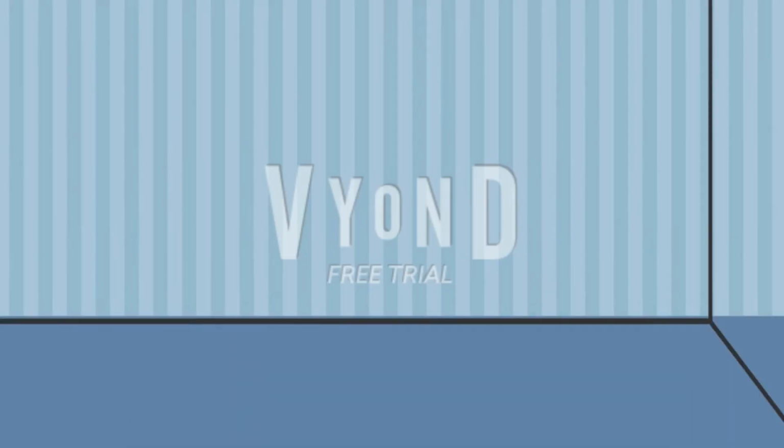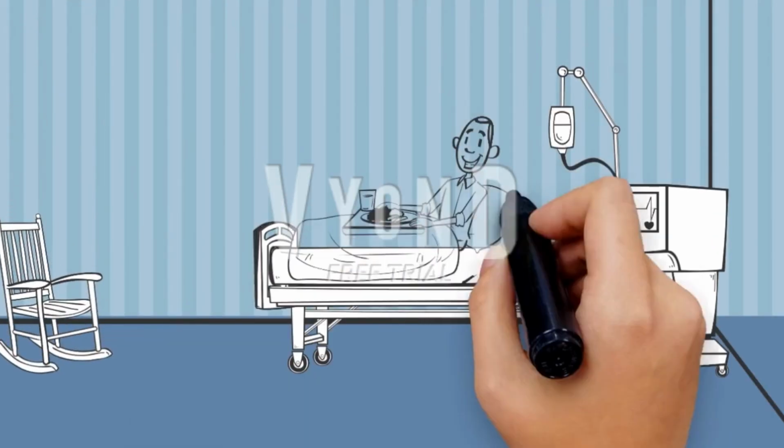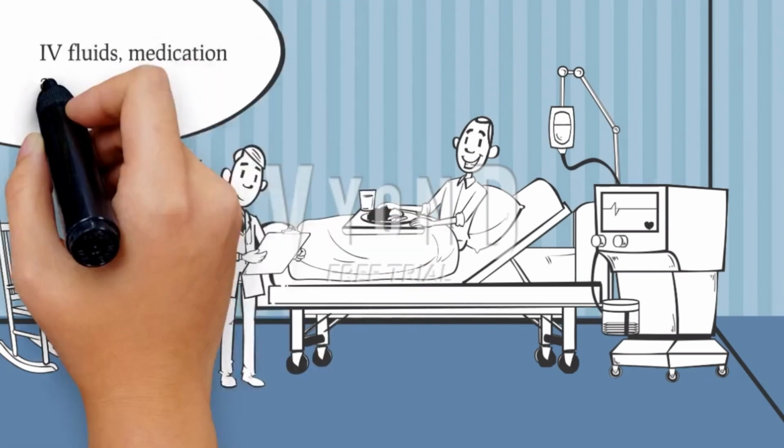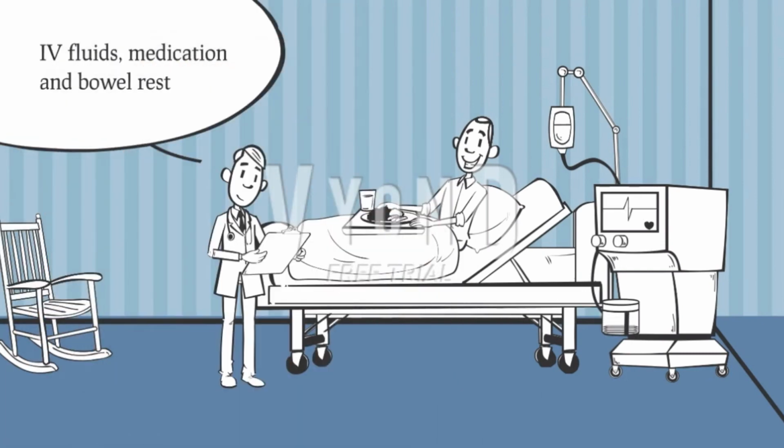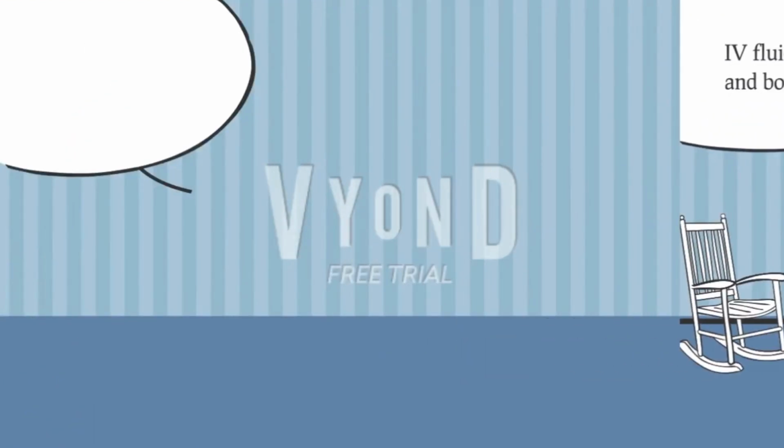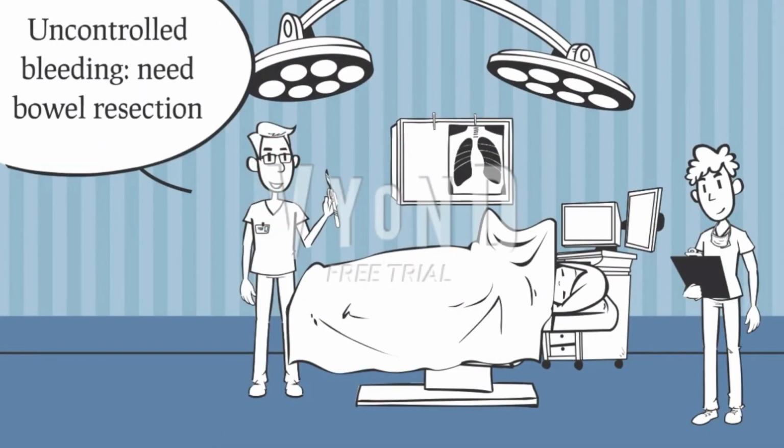Treatment and management. If you have been diagnosed with mild to moderate ischemia, it can be easily treated with supportive care. This entails use of IV fluids or some medications. You will be placed on bowel rest, meaning nil by mouth. If you develop uncontrolled bleeding or a failure to improve, surgical intervention is required.